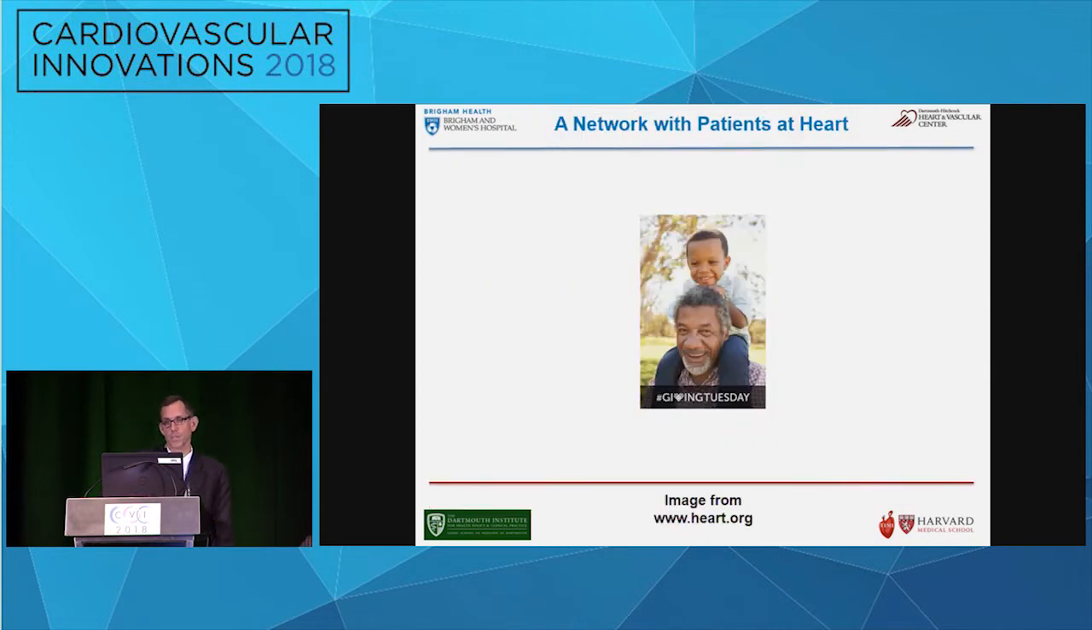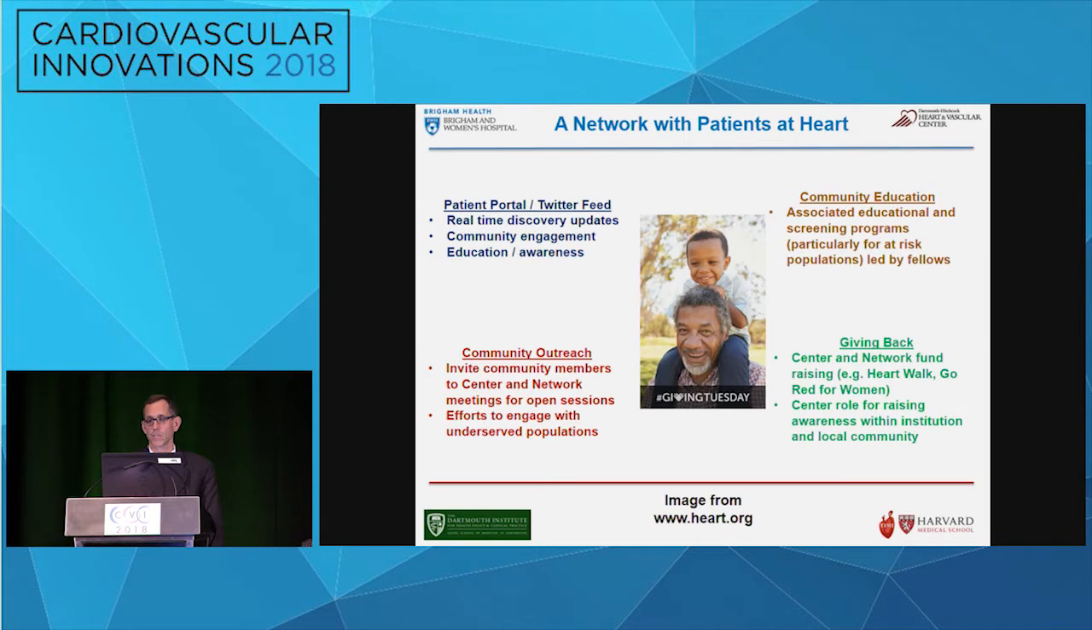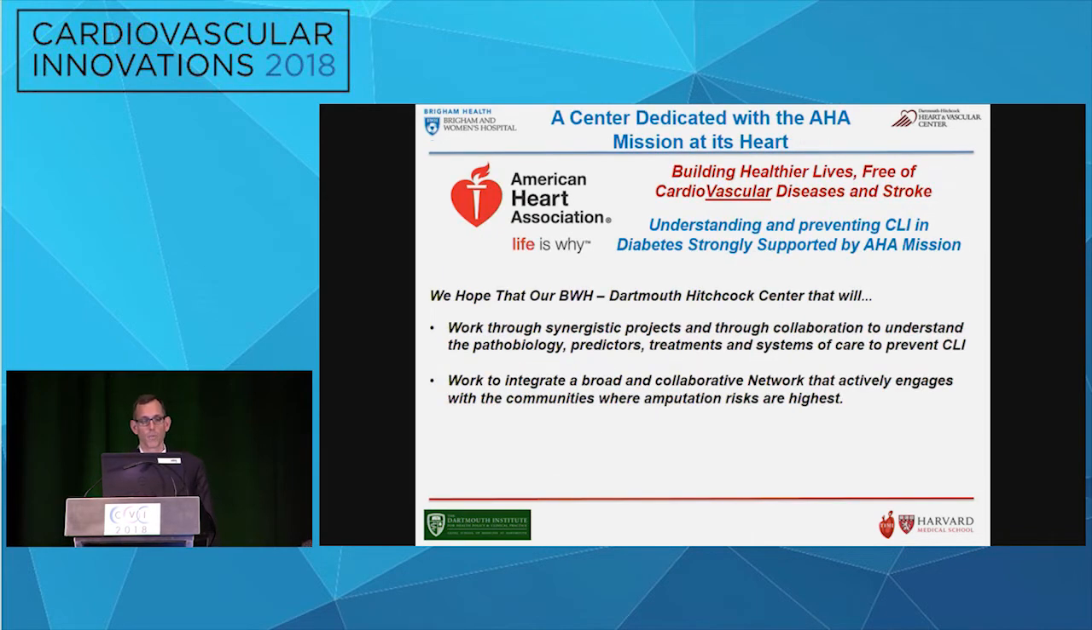An important aspect of this project is it's not isolated to just academic institutions. We have community outreach planned in several ways, social media highways. Community outreach efforts are planned as well. Community education efforts are going to be part of the project at each of our institutions. And lastly, we're going to make sure that we continue fundraising efforts to continue this work. We hope that these synergies will help to begin to better understand the pathobiology, the predictors, the treatments, and the systems of care that are necessary to prevent CLI in these high-risk groups.